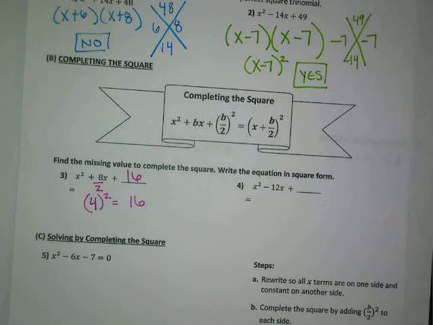So tell me again, what's the first step? Divide by 2. What's the second step? Square it. Very good.